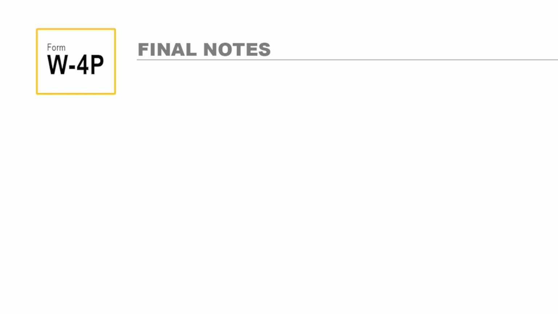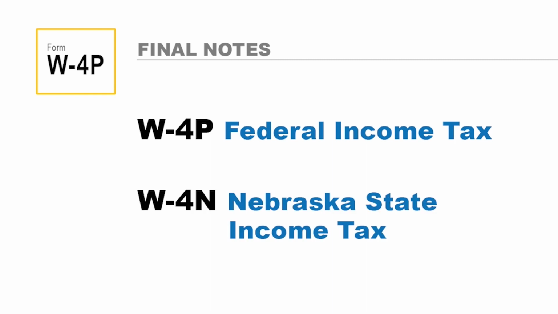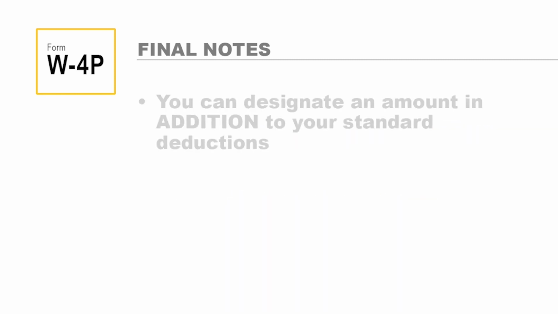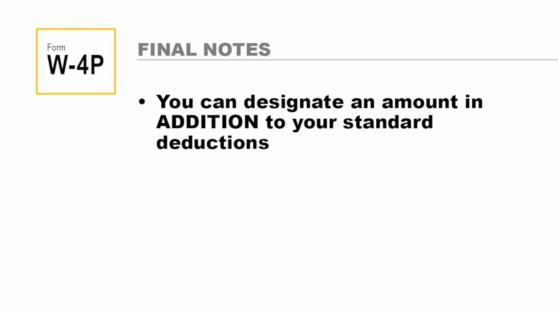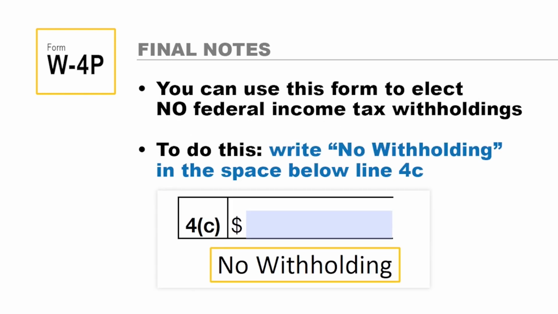Some final notes to keep in mind. W-4P is for federal income tax purposes. State taxation is determined using a W-4N, which will be discussed later in the video. You can designate an amount in addition to your standard deductions by specifying that on line 4C. However, you cannot designate a total flat amount to be deducted. The additional amount specified will be withheld from each payment. You can use this form to elect no federal income tax to be withheld from your annuity payments by writing "No Withholding" in the space below line 4C. You may change your withholding at any time by submitting a new W-4P.